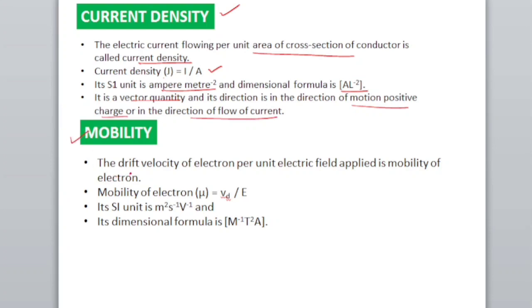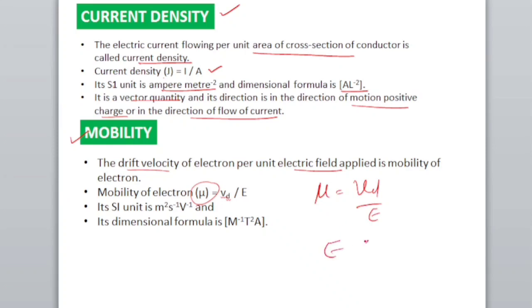Next, mobility. What do you mean by mobility? When an electric field is applied across the ends of the conductor, electron starts moving with some velocity. That velocity is called drift velocity, and that drift velocity of electron per unit electric field applied is called its mobility. It is represented by mu. This mobility mu is equal to Vd by E.